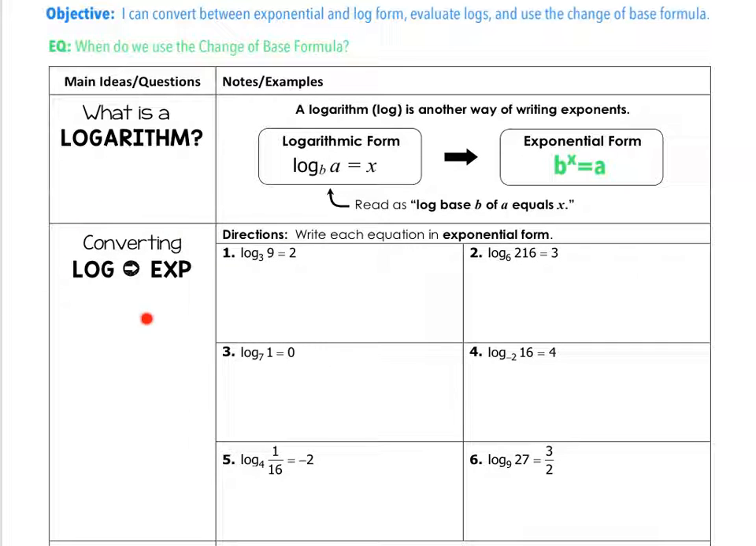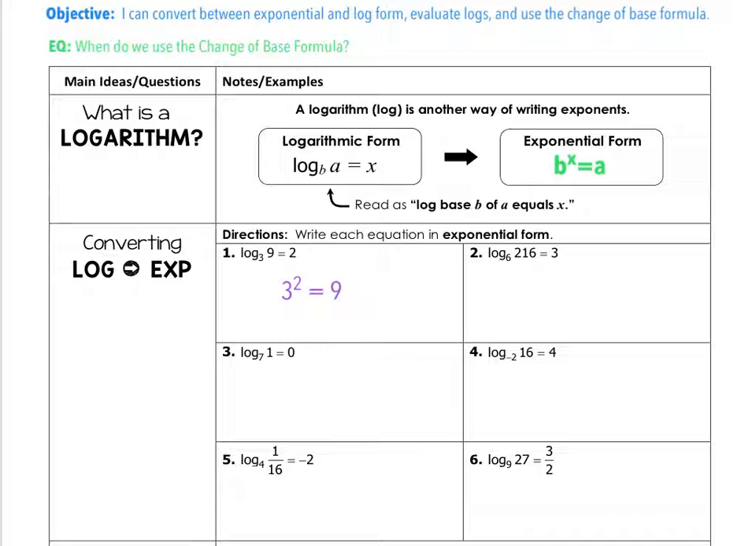Alright, so we're going to start with just basic converting. That's the first part of our objective, to be able to convert from exponential to log form and then from log form to exponential form. We're going to start with log form to exponential form. So here is log base 3 of 9 equals 2. When I look up here, log base 3, that becomes my base, of 9, that becomes what it's equal to, and then the 2 is the exponent. Let's go ahead and write that out. And when I think about it, 3 to the second is 9. So I did that correctly.